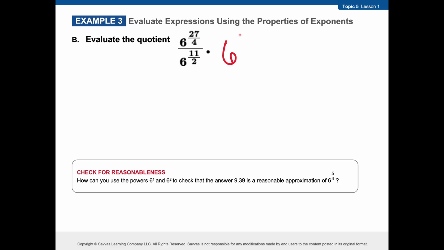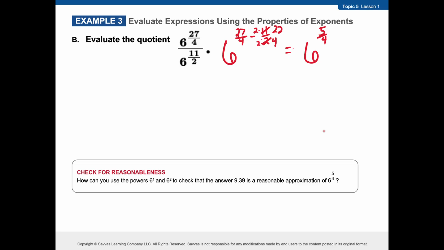When you are dividing, you now subtract your powers. So 27 over 4 minus 11 over 2. We need a common denominator, which is a 4. 2 goes into 4 twice, so 11 times 2, 22. 27 minus 22 is 5 over 4. And it says to evaluate, so you do need an answer.